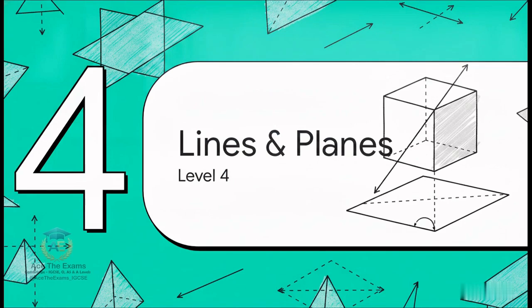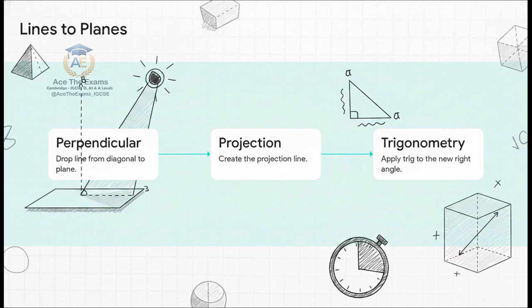Level 4. Lines meeting planes. If you can master this next part, you are firmly sitting in top grade territory. This right here is the ultimate challenge of your math toolkit. Finding the hidden angle between a single diagonal line suspended in 3D space and a flat 2D plane at the bottom or the side of the shape. To defeat this level, you need a strict 3-step protocol.